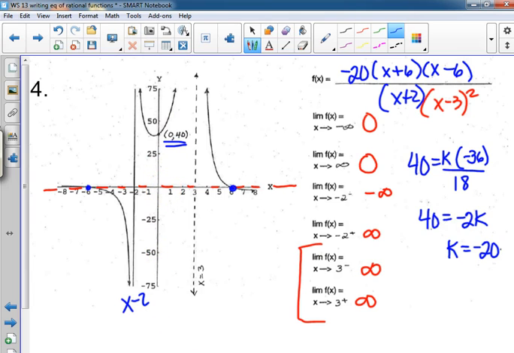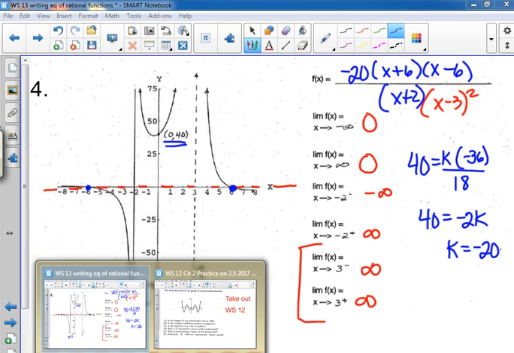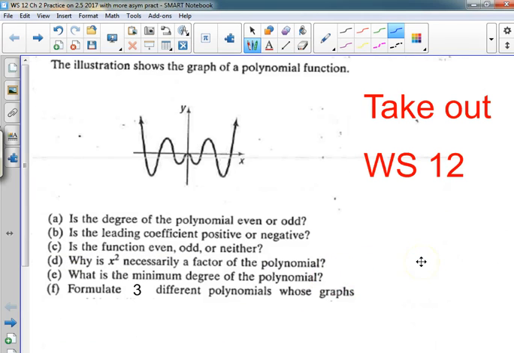Okay, worksheet 12. I put up earlier, take out 12 and 13. This is the warm-up for this. What degree is this? Is this polynomial even degree or odd degree? How do you know? It is because both ends are up, right? It also looks like an even function because it looks symmetric to the y-axis. Is the leading coefficient positive or negative?